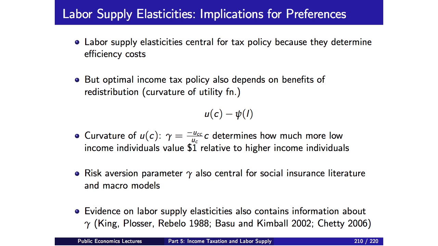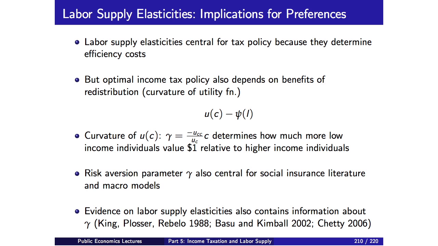Intuitively, what's one of the key factors in determining if I want to take money from a guy who's earning $200,000 and give it to a guy who's earning $20,000? It's whether the marginal utility of consumption is lower for the guy earning $200,000 relative to the guy earning $20,000. So the curvature of U of C, the utility function over consumption, is typically measured by the coefficient of relative risk aversion, the elasticity of the marginal utility of consumption with respect to consumption. That determines the answer to the question that I just described.